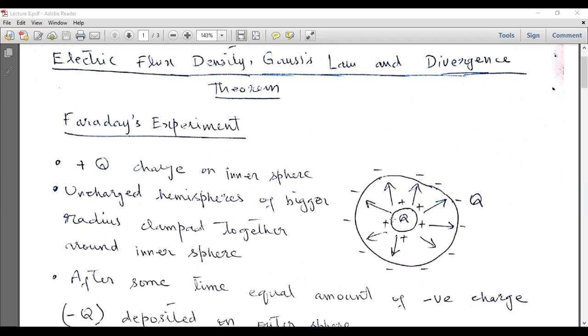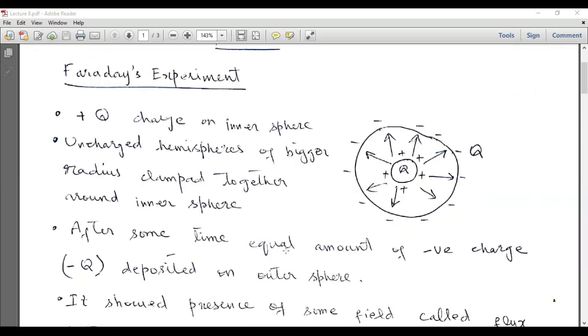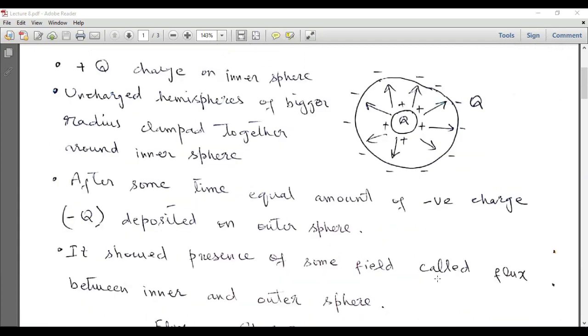Okay, so at the center we have a smaller sphere, and at the outer surface we have a bigger sphere. Its radius is bigger, but the inner sphere had a positive q charge, and the outer sphere was uncharged initially. So after some time, an equal amount of negative charge actually deposited on the outer surface. So this phenomenon showed the presence of some field, and that field was called flux between the inner and outer sphere. So these are called flux lines, and you can see the direction of these flux lines, which are going radially outward from the inner sphere or from the center.